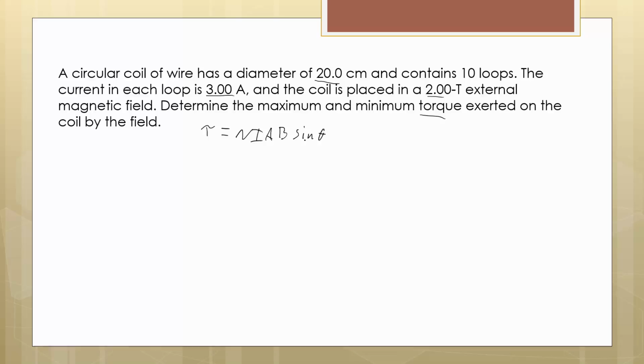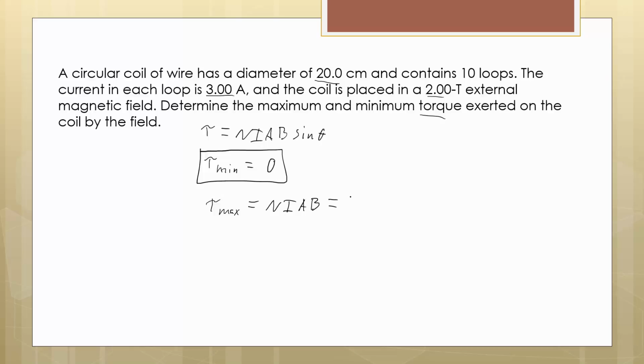Now the maximum value occurs when sine theta is equal to 1, and the minimum when sine theta is equal to 0. So the minimum torque is going to be 0. There we go, that part's nice and easy. The maximum torque is when that is 1, as I just mentioned. So this is not all that much more difficult than the first part. We're just plugging in numbers.